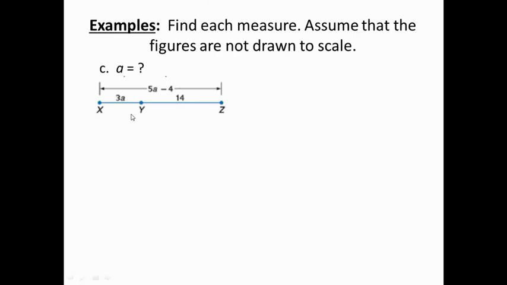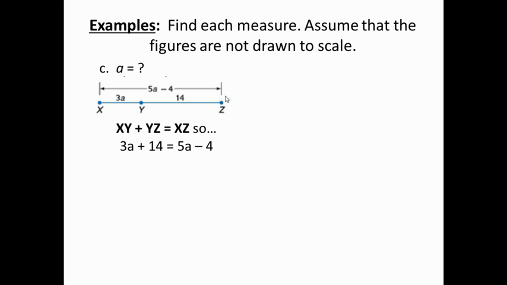Example C, what is the value of A? Well, I have XY and YZ, and the only thing I definitely know is what YZ is. That's 14. But I know if I add together whatever XY is and 14, it'll equal the whole thing of XZ, 5A minus 4. So you're going to write an equation. I have 3A plus 14. Add together your two line segments to equal the whole line segment of XZ, 5A minus 4. And then just solve for A.